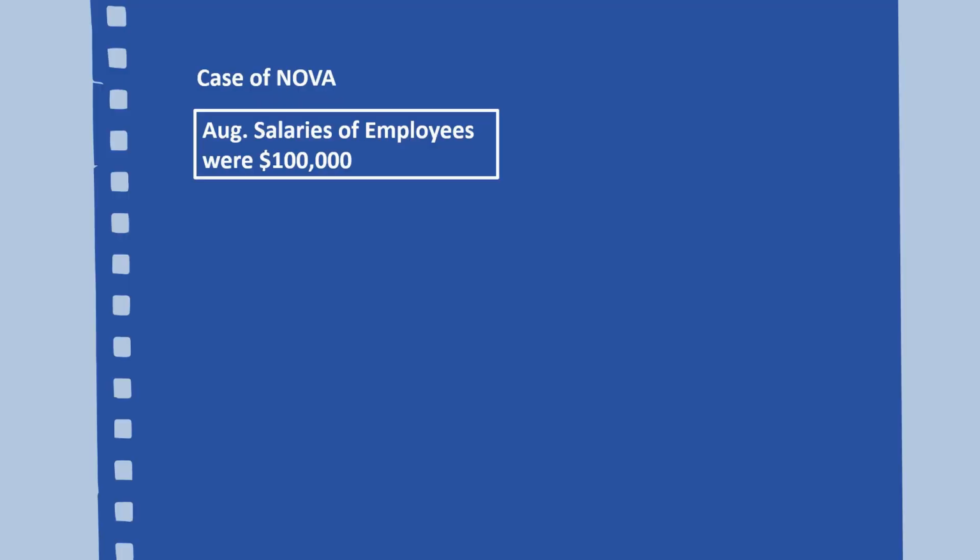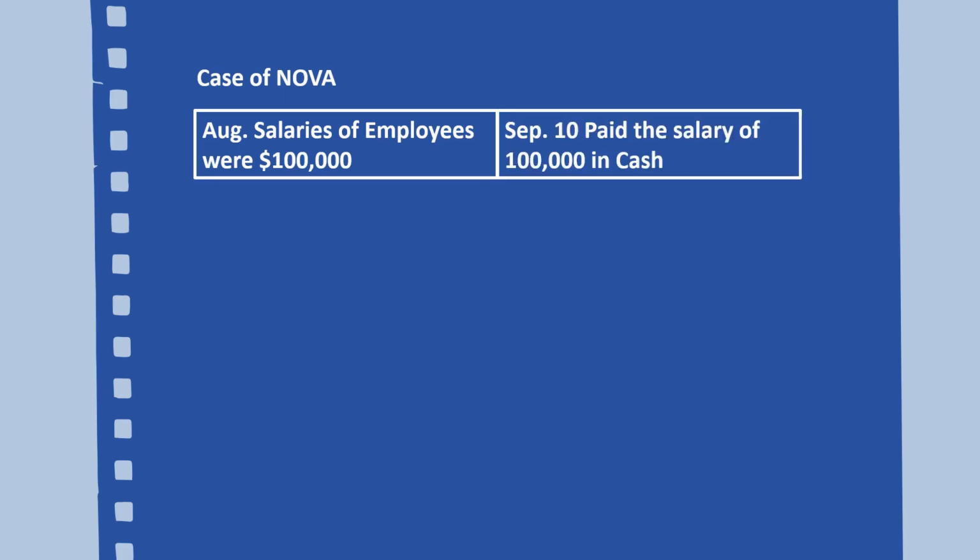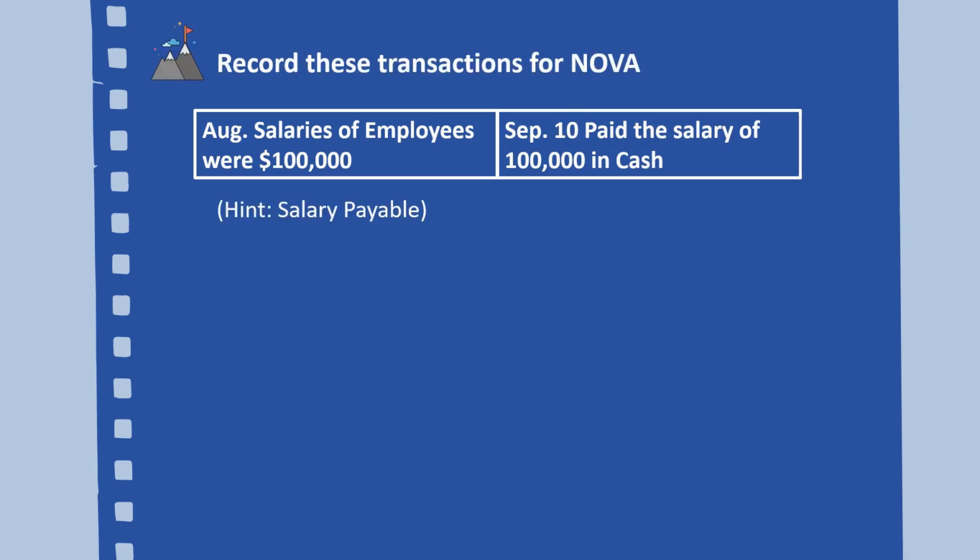And now let's talk about the last scenario. An entity can enjoy or use a product or service immediately, but the payment for it is deferred to a later date. In this way, the expenses are recognized with an increase in liabilities. Now picture this. Nova's hardworking employees dedicated their time and effort throughout August, earning a total of $100,000 in salaries. But they had to wait until September 10th to get their paychecks. Your challenge? Take a moment to record these transactions.